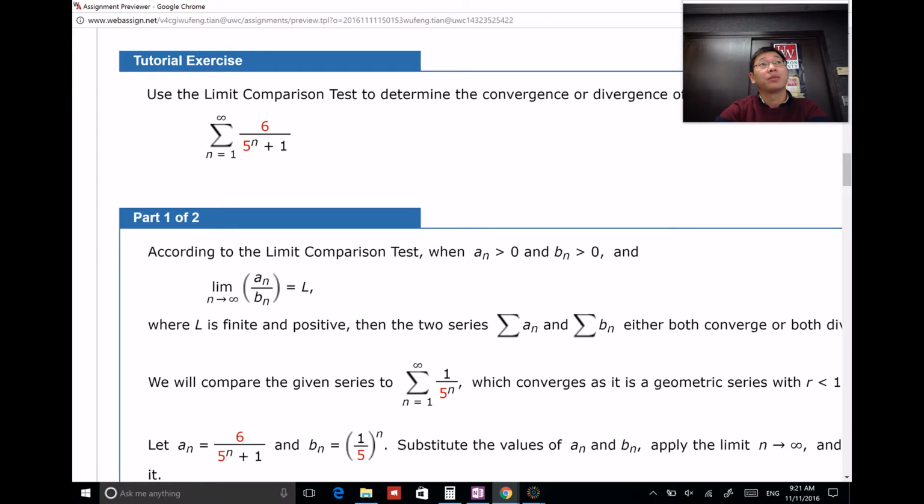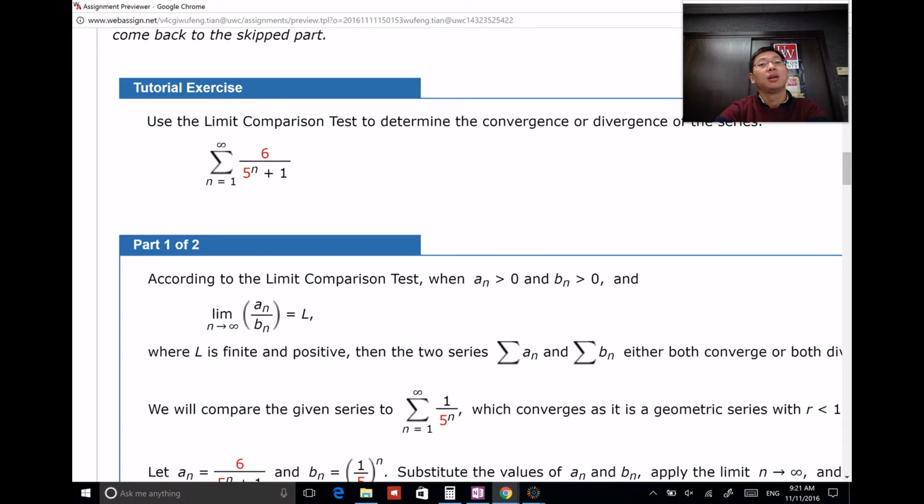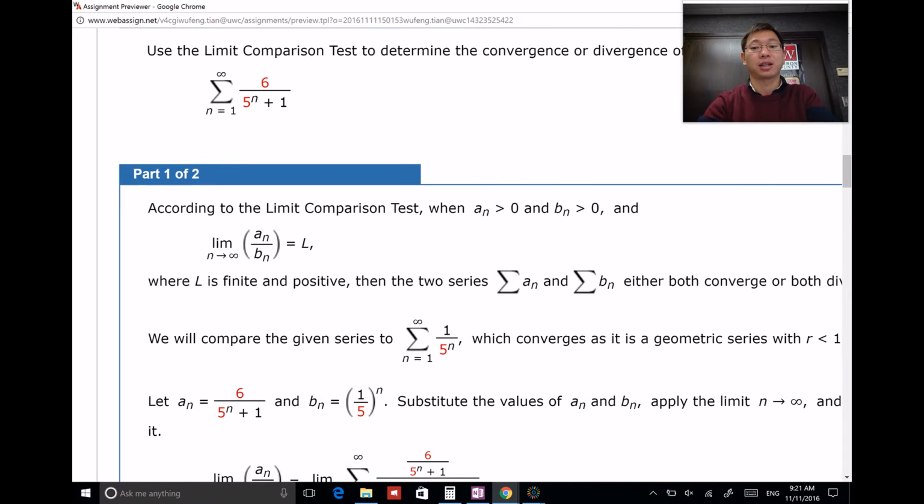You can compare it to 1 over 5 to the n, which is geometric. Oh, it's a geometric series? Yes, you compare with 1 over 5 to the power n, and the number you get is going to be 6. 6 is still L. As long as L is a constant number, positive and finite, that'll be okay.